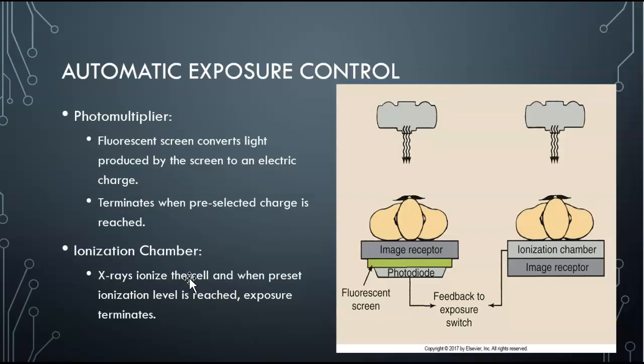All right, so photomultipliers and fluorescent screen converts light produced by the screen to electrical charge. It terminates when pre-selected charge is received. An ion chamber, X-rays ionize the cell, and when preset ionization levels are reached, exposure terminates. So that's typically what we use here, this ionization chamber. Okay, so right here.